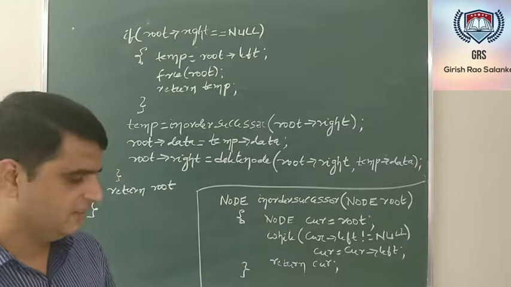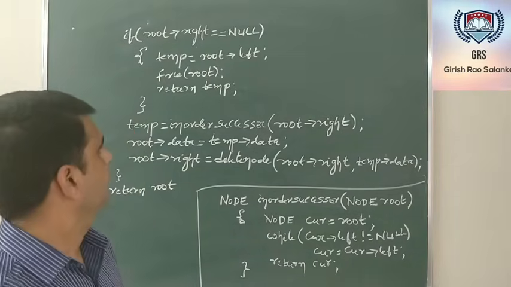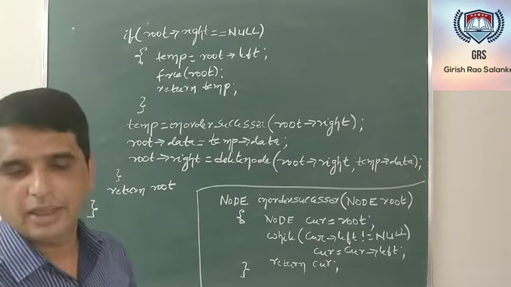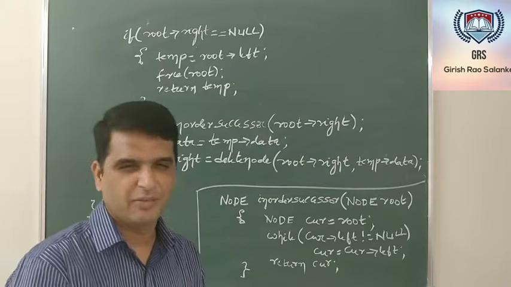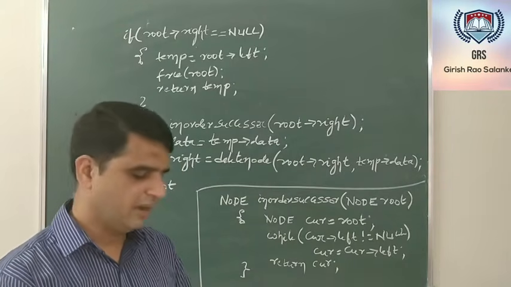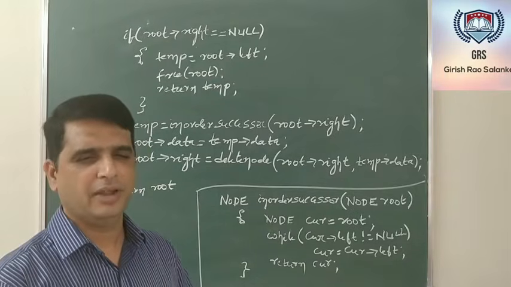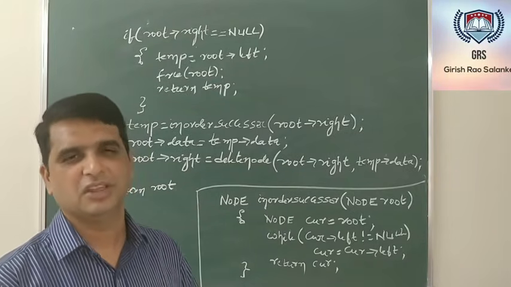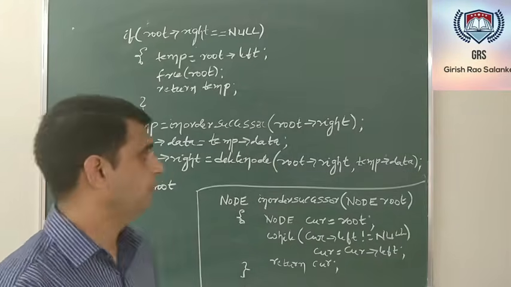Hope this is fine. This is about how to perform the deletion operation in a binary search tree. With this information, we'll quickly move up to a concept wherein we'll come up with a C program to implement a binary search tree to perform insertion, deletion, as well as the different traversal operations.